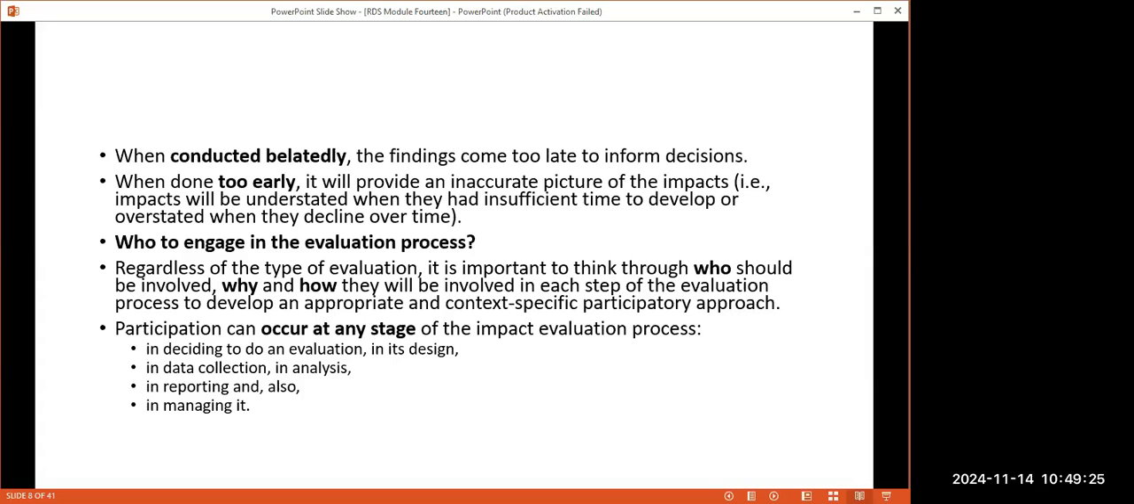When you want to do an impact evaluation process, it's very important to think of who you want to involve. Are they beneficiaries? Are they affecting the way you work, or are they supporting your work? That has to be thought through. Who do you want to get involved? Why? That's very important.